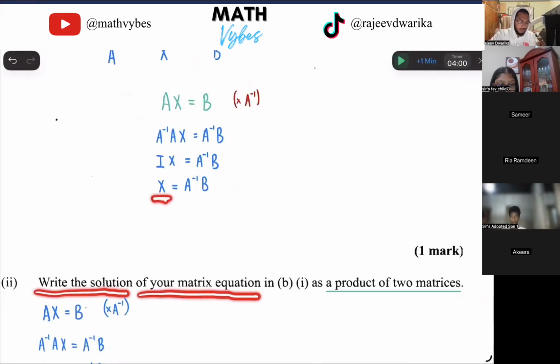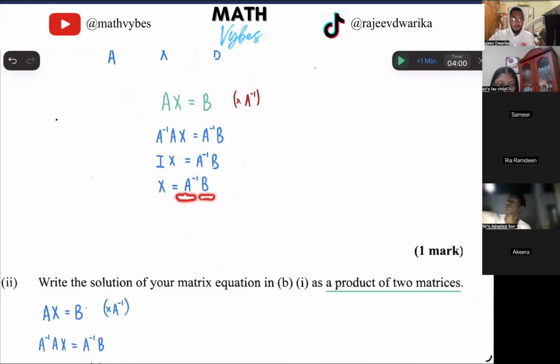So when they say write the solution of your matrix equation, my solution is going to be X. I want to find for X. And that is going to be the product of A inverse by B. Do you understand now 100%? Yes, sir. You're sure? Yes, sir.